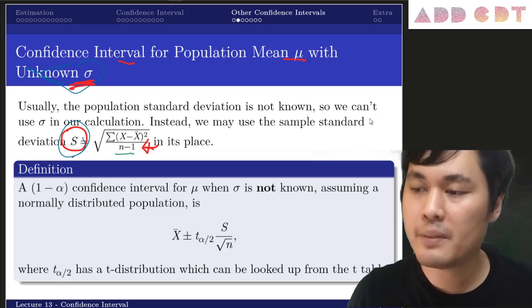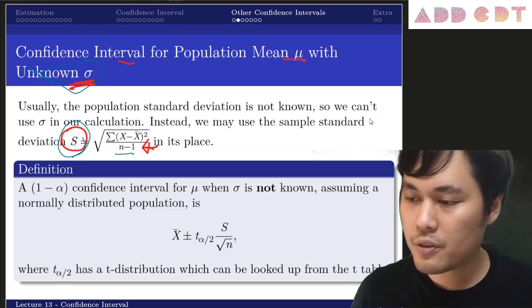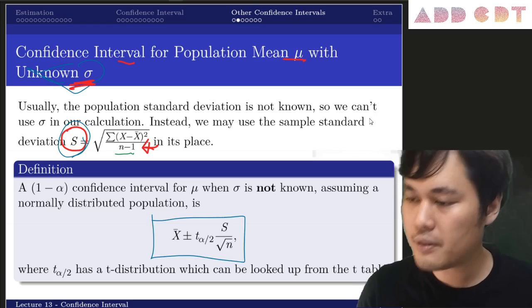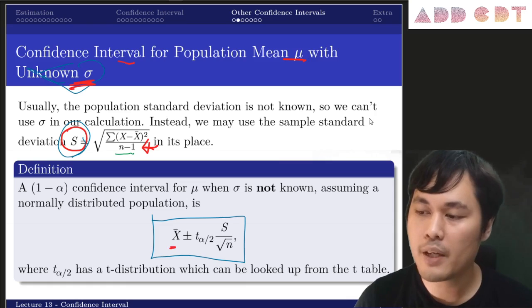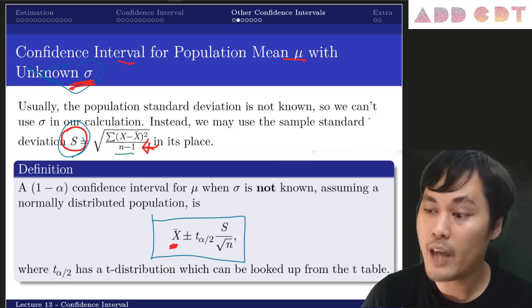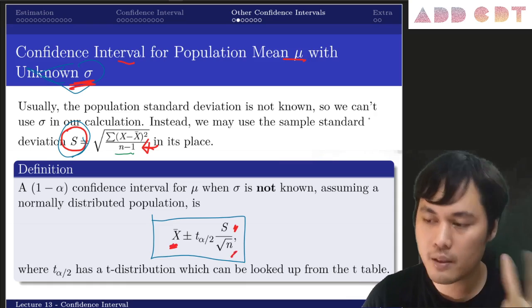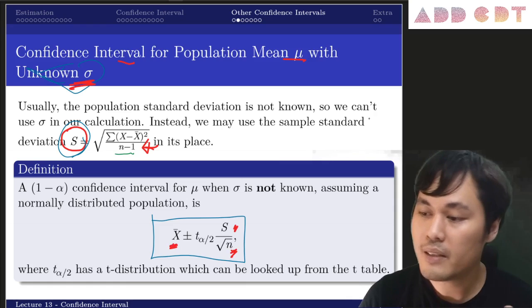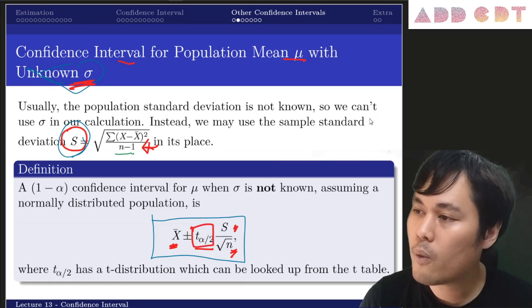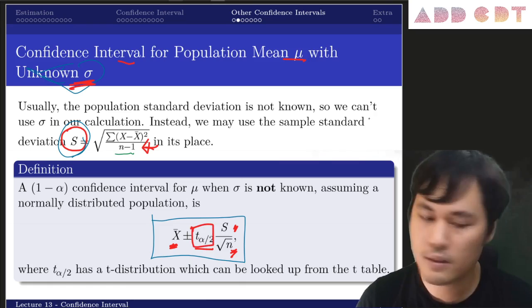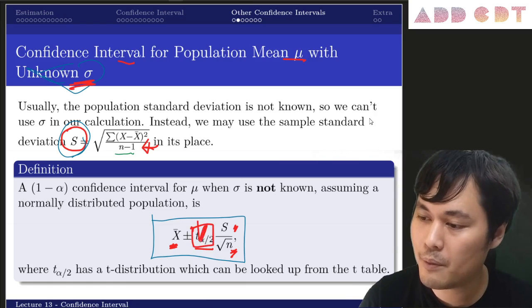Anyway, once we have that S, then we can use that S to construct the confidence interval as before. So we have x bar, the same number, we have S that we just computed, we have n again from whatever. Now we have something new, we have t. Wait, what is t? What are you doing here?